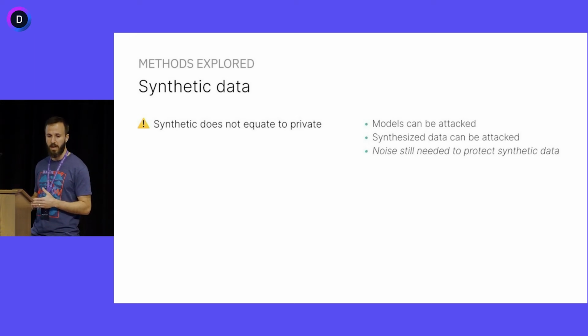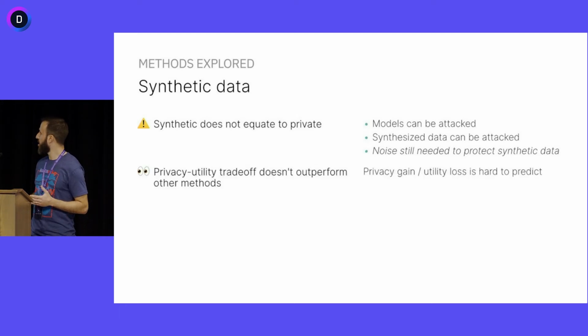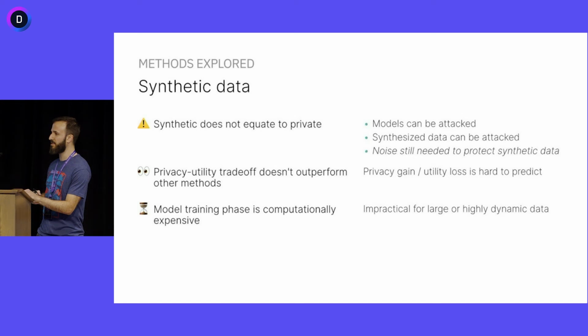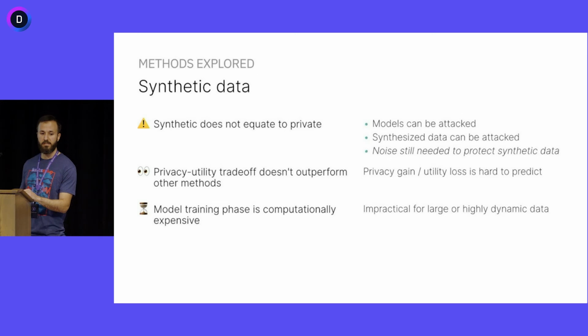And so once you've applied the noise, then the privacy utility trade-off doesn't really outperform any other methods. And because you're using this generative model, these models tend to be more inscrutable, and the privacy gain and utility loss can be very hard to predict. And so for that reason, it's just tricky to use this in practice. And the model training phase is very expensive. On average, these algorithms are more expensive than k-anonymity. So we would have a lot of trouble scaling this.